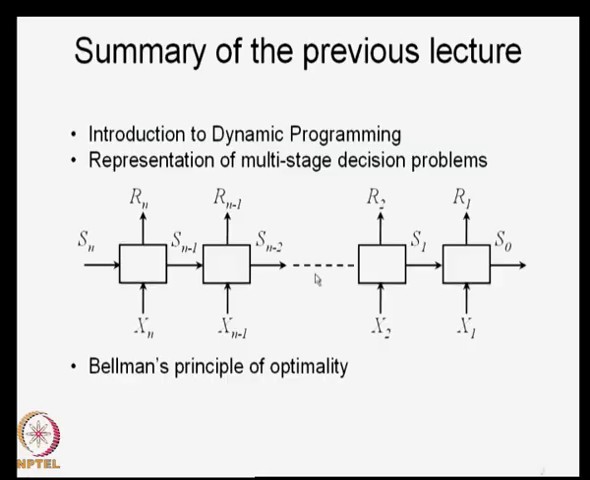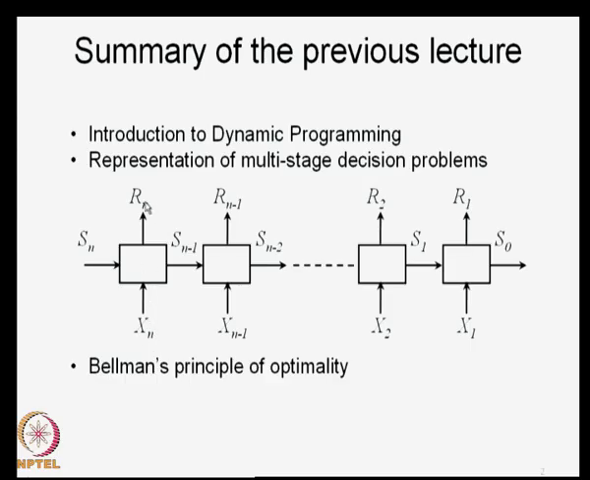If you recall, a multi-stage decision problem is represented as shown here. The input state at a particular stage n gets transformed to an output state S n minus 1, starting with S n, because of the decision we make x n. This output state forms an input to the next stage n minus 1, and that gets transformed because of the decision x n minus 1 we make on the state S n minus 1 into S n minus 2, which becomes an input to the next stage, and so on. Because of the decisions we make here x n at stage n, you get a return of R n.